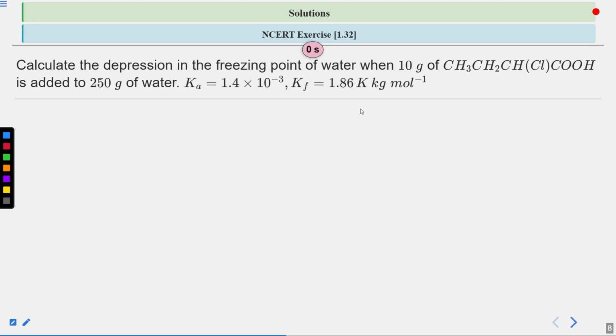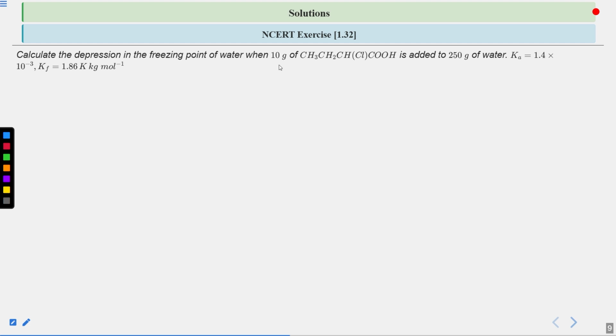Let us move to the answer now. So we are given two things. First of all, the mass of the compound which is dissolved in water and the amount of water in which it is dissolved, it is 250 gram. Then the dissociation constant and the Kf value are given. So let's see how we can solve it.